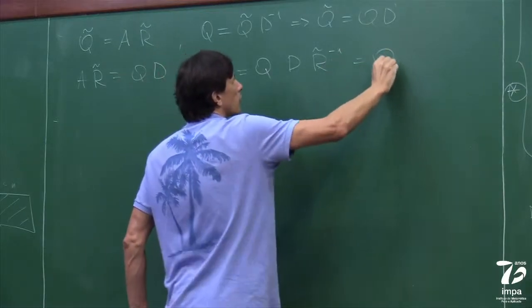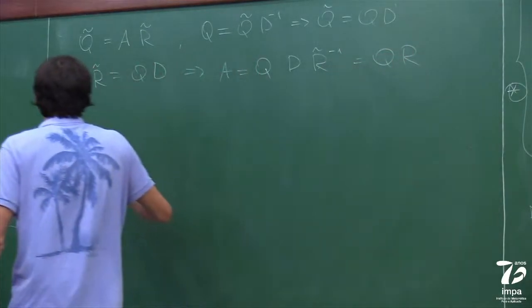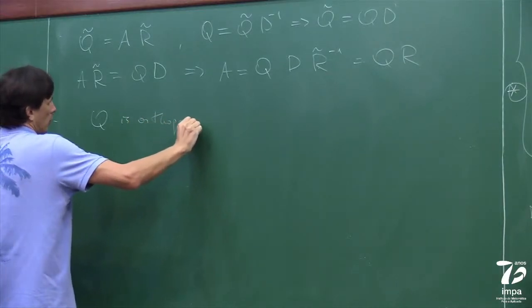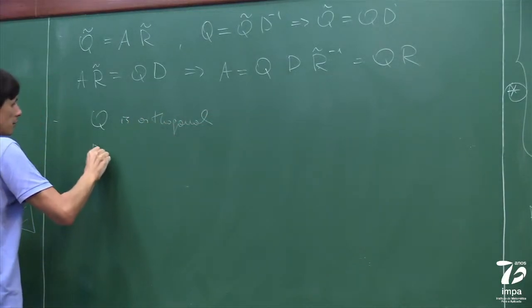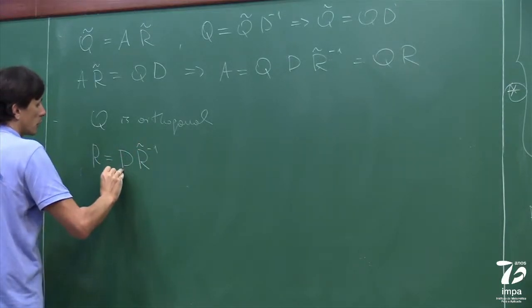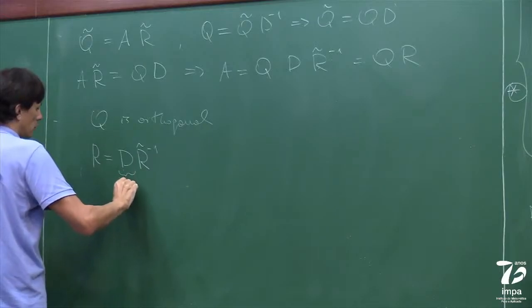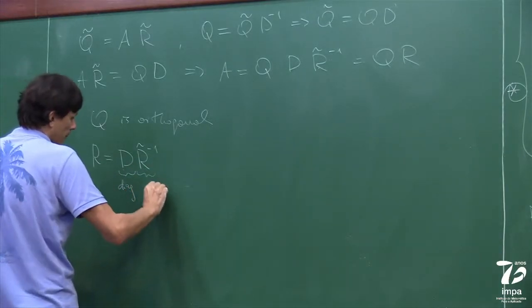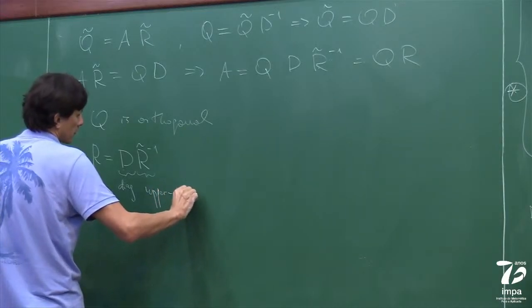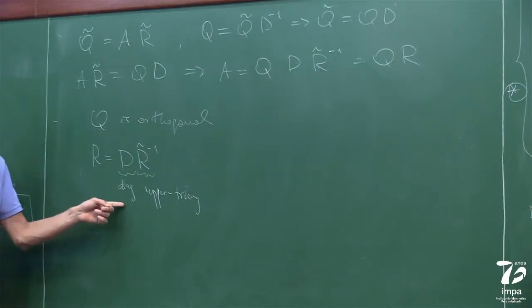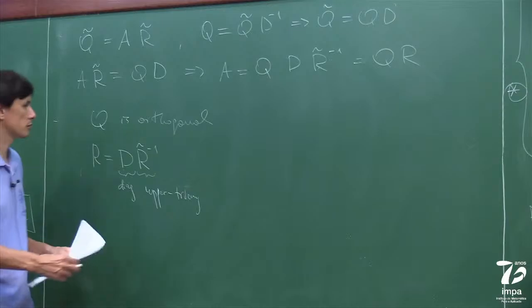And this is QR, where Q is already orthogonal by construction, and R is D R tilde minus 1. So this is diagonal. And R tilde was upper triangular. So whenever a matrix is upper triangular, its inverse is also upper triangular. And then multiplying it by a diagonal again keeps it upper triangular. So this is upper triangular.